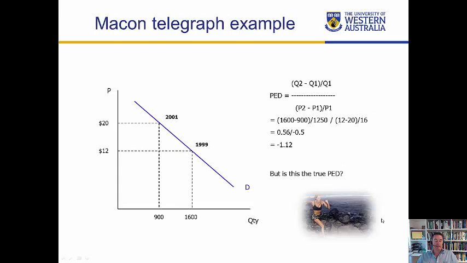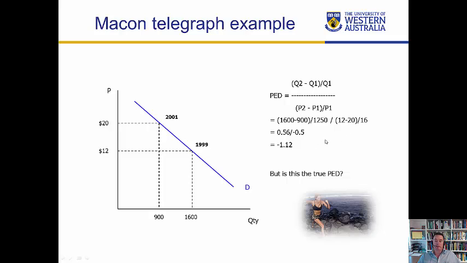Okay, so what I've got here is a very simple example. There was a running race held in California a number of years ago, and it was held in 1999 initially. The entry price to the race was $12, and they had 1,600 competitors enter the race. It was run again in 2001. The price was raised to $20 because of the success of the race in 1999, and there were only 900 competitors. So what I've done is I've put a demand curve through these 2 points, and I've used these numbers to calculate the price elasticity of demand.